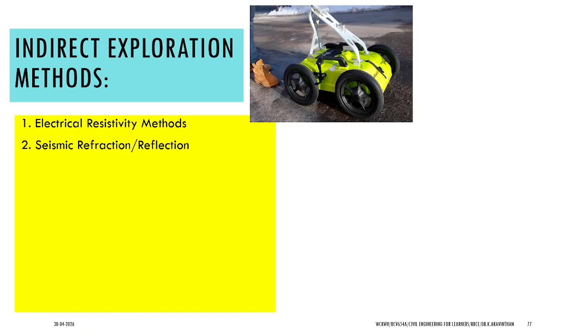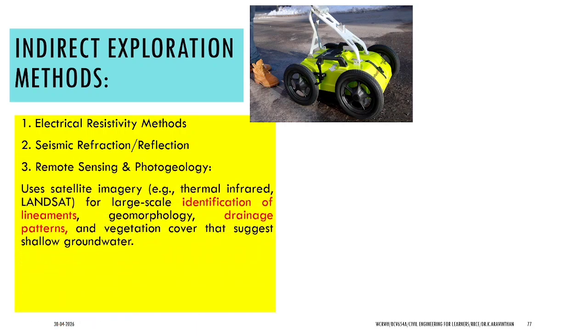Indirect methods of exploration. So far we have discussed direct methods. What are indirect methods? First, the electrical resistivity method. We are not exploring the ground either by taking samples or drilling. We are just using scientific technology and principles to identify the soil layers. Second method is seismic refraction or reflection method. This I will be discussing in detail.